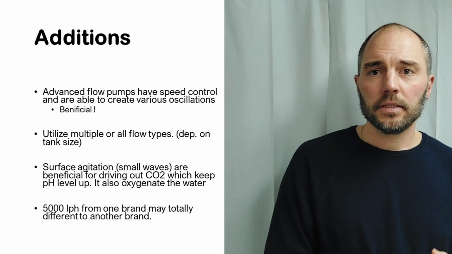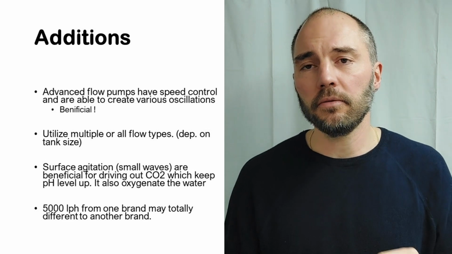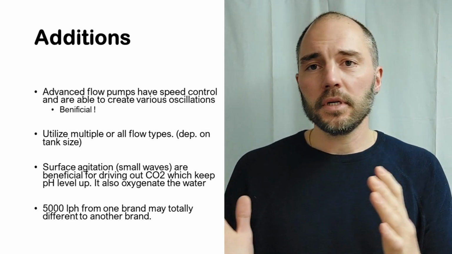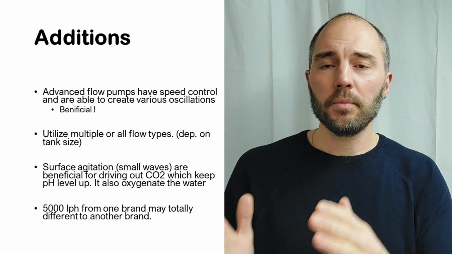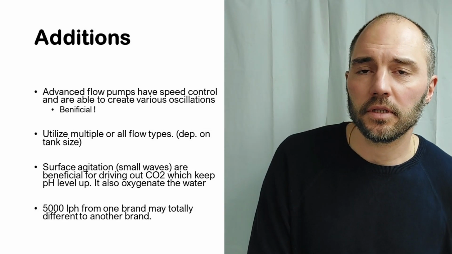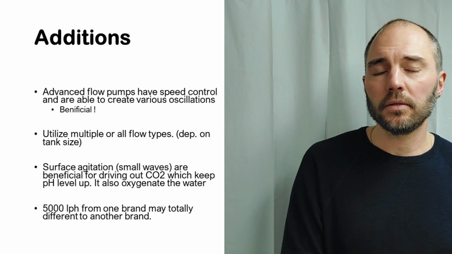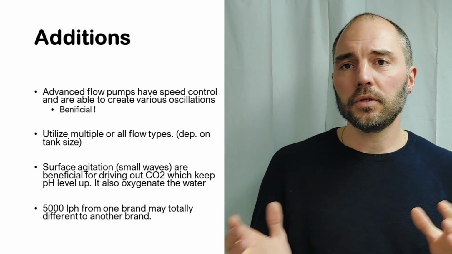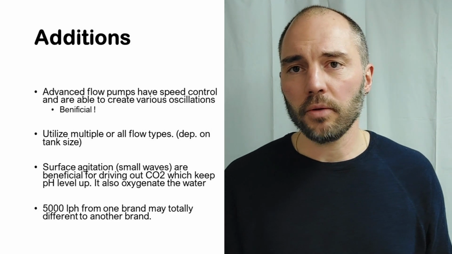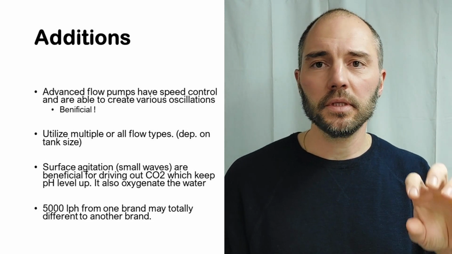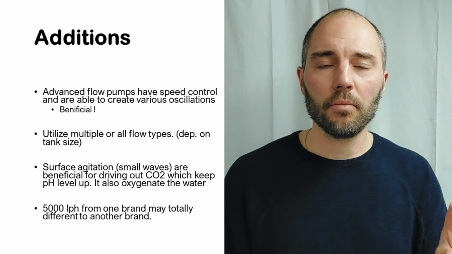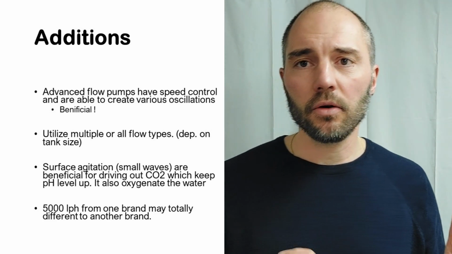Finally, on the additions, this is a little bit difficult, but 5,000 liters per hour from one brand in a flow pump may be totally different to 5,000 liters per hour from a second brand. There's no good standardized test method in the aquarium industry for how you should test stream pumps and put flow numbers. So it can vary a lot in your tank. And we have to live with that.